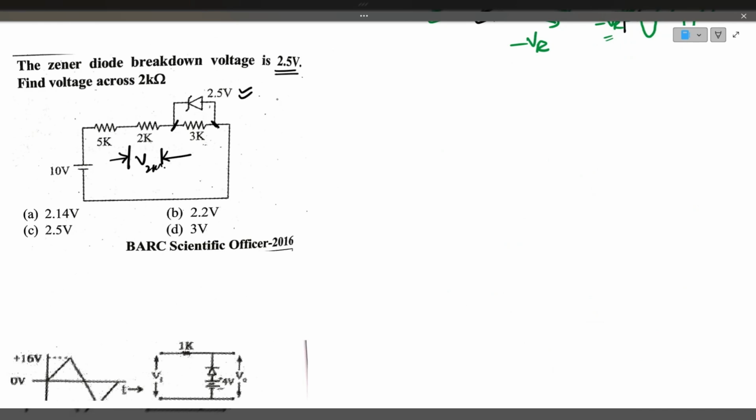For that, we need to find out the voltage across 3 kilo ohm resistor. Voltage across 3 kilo ohm resistor needs to be found. If the voltage across 3 kilo ohm resistor is greater than 2.5, then Zener diode works in breakdown region. If it is less than 2.5, it doesn't work in breakdown region.